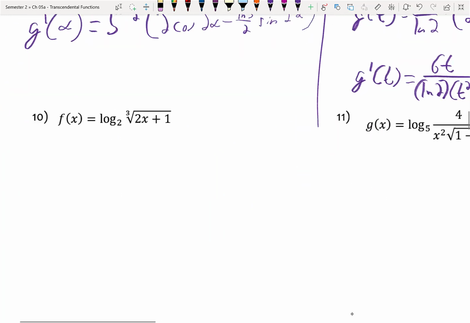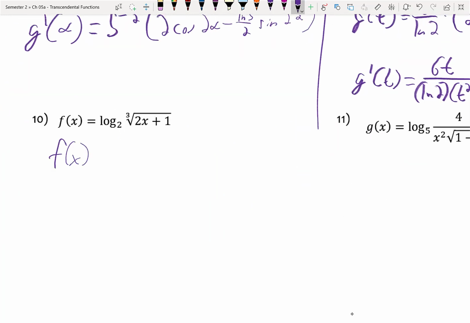So Sammy, by that same logic, can I rewrite this before I actually do anything? This is 1/3 times, remember it's going to be the natural log of this over the natural log of 2. So I'm going to put the natural log of 2 in the denominator. And I have this times the natural log of 2x plus 1. Yep.